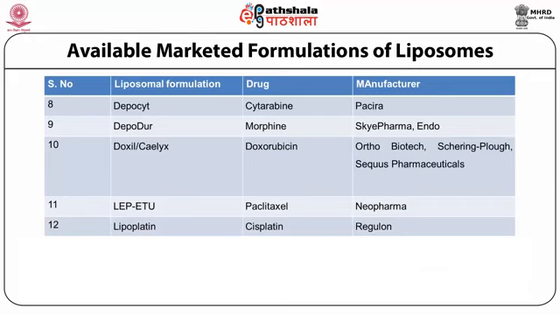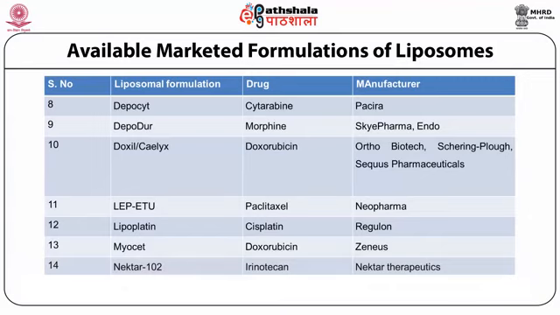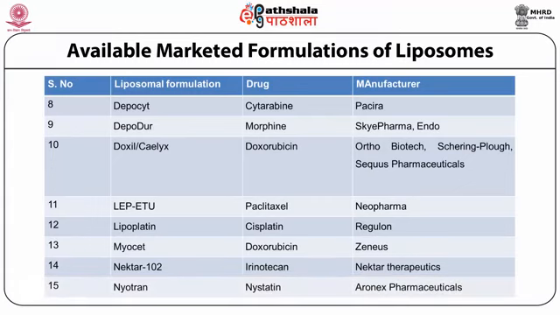Cisplatin is available by the brand name Lipoplatin by Regulon. Doxorubicin is also available by the name Myocet by Zeneus Pharmaceuticals. Irinotecan is available by the name Nektar 102 by Nektar Pharmaceutics. And nystatin is available by the brand name Nyotran by Aronex Pharmaceuticals.